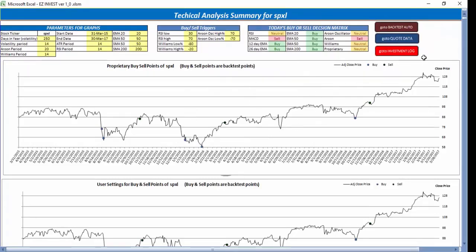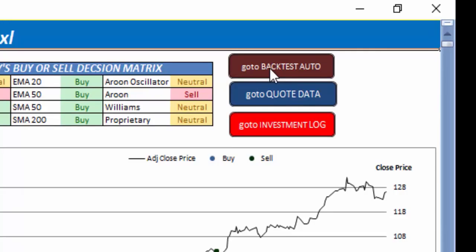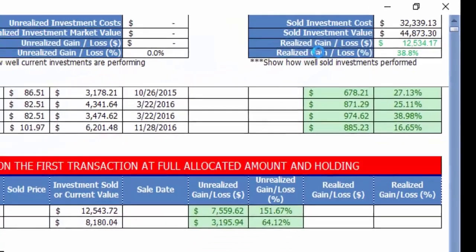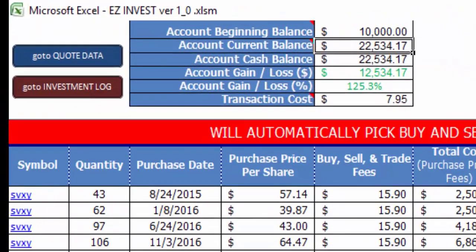So after all that data was pulled, all these buy and sell points were created, you can go to Backtest Auto. This is the heart of the program. This is going to help you decide what is the proper buy and sell points. So in this particular setup, it's got $10,000 for your beginning account balance. It says currently you're at $22,000. Your cash balance is $22,000, which means you're all in cash right now. It means during that 2-year period, you over doubled your money.